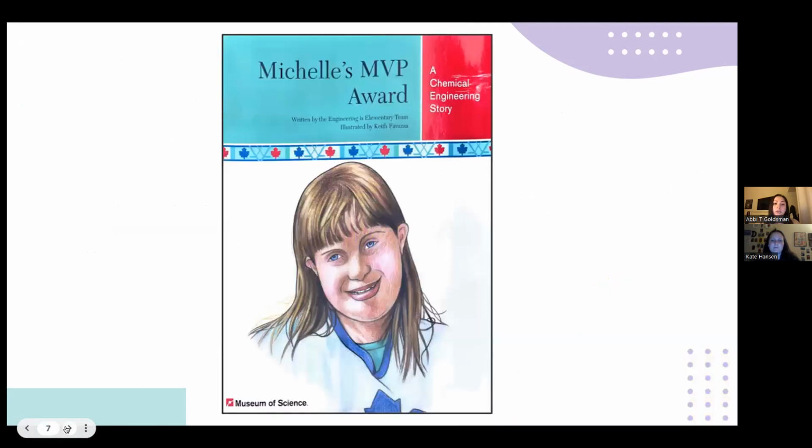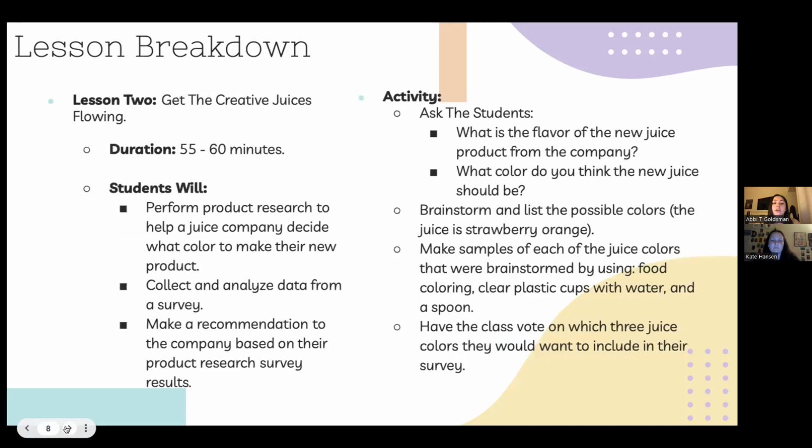Here is the book that is used. Lesson 2 is Get the Creative Juices Flowing. The duration is 55 to 60 minutes. Students will perform product research to help a juice company decide what color to make their new product. They'll collect and analyze data from a survey, and they'll make a recommendation to the company based on their product research survey results. The activity is also listed.